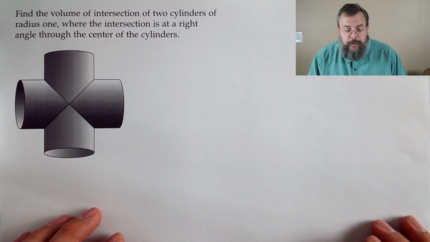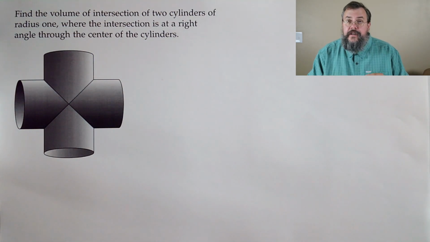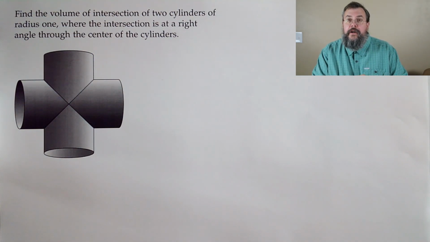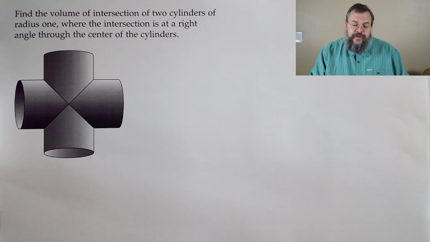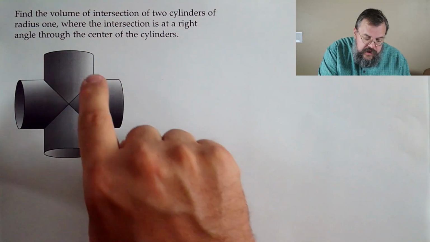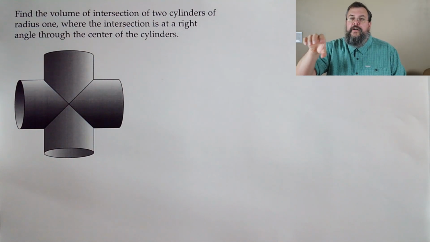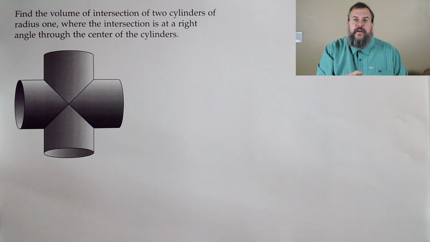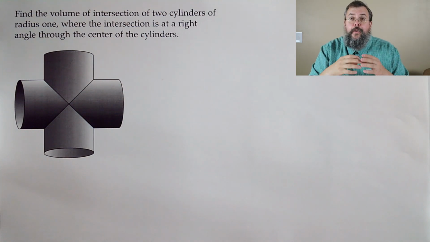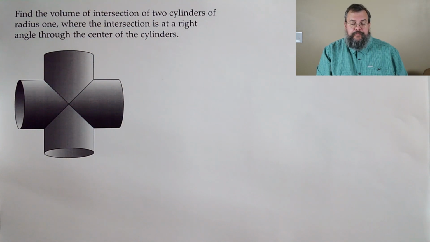So another problem. Find the volume of intersection of two cylinders of radius 1 where the intersection is at a right angle through the centers of the cylinders. And so here's sort of a picture to help us think about what's happening. It's like you have a pipe running one direction, and then perpendicular you have a pipe of the same size going the other way. They intersect. What's the volume of the overlap?